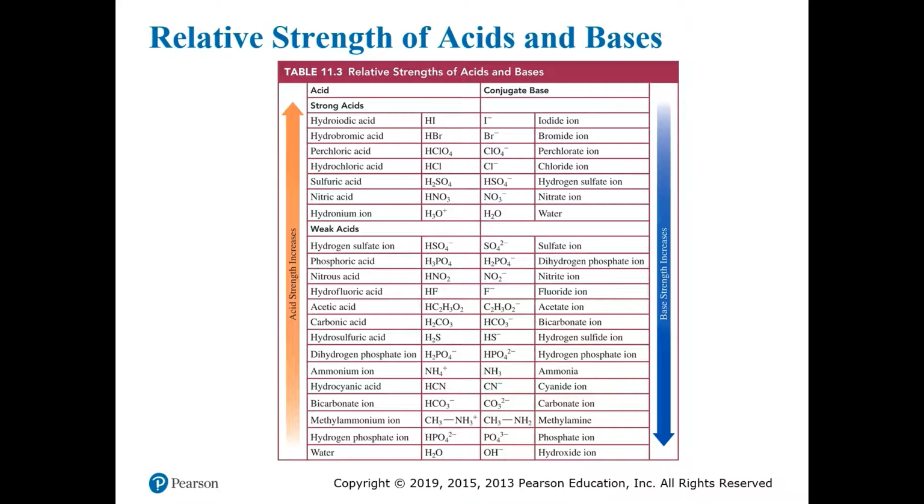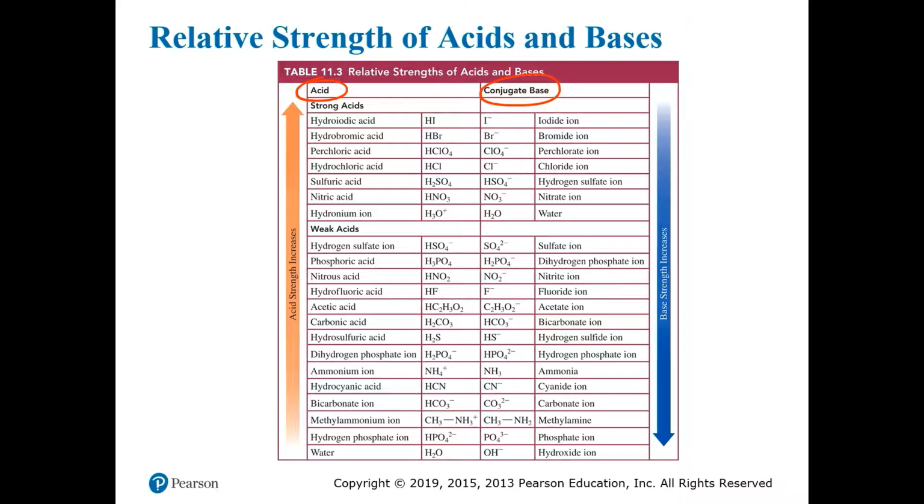This chart shows the relative strengths of some acids and bases, with the acids listed here on the left and their conjugate bases listed here on the right. Now it's important to remember that the strength of an acid is related to how easily the substance gives away a proton. The strength of a base, on the other hand, is related to how easily a substance takes or accepts a proton. If you think about it, that means that the strength of a conjugate base is going to be inversely related to the strength of the acid that it came from.